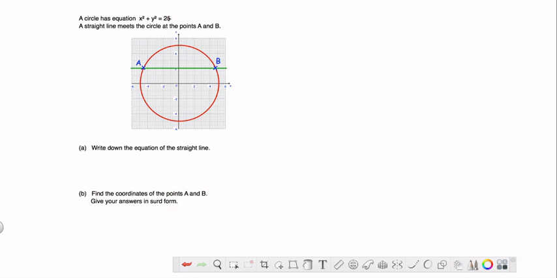Square root of 25 is 5. And that happens to be the radius. You can see here, from here to the center, that's the radius. All right.